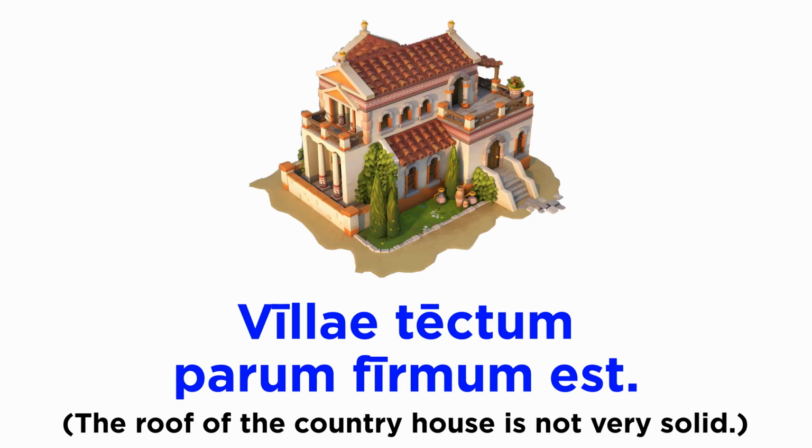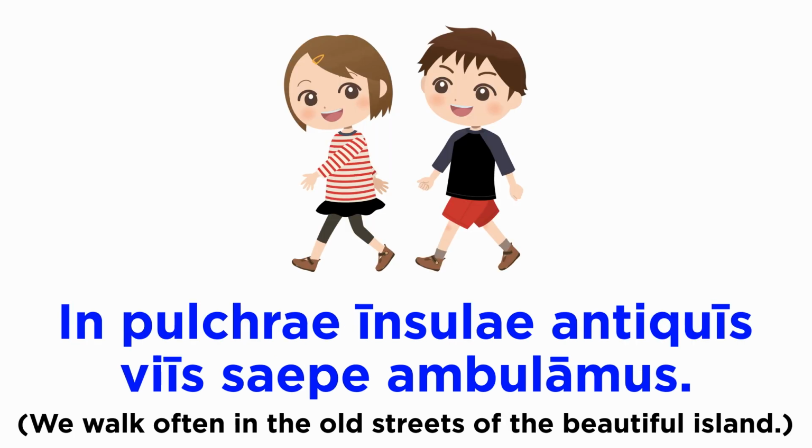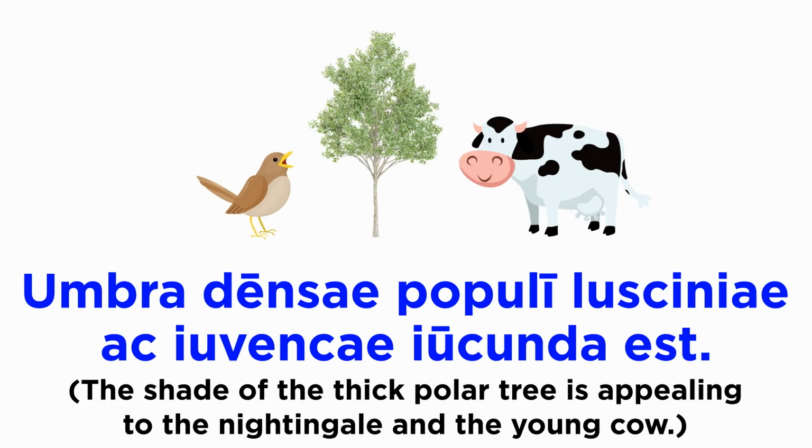Villae tectum parum firmum est. Bonis incolis fortunam vita dat. In pulcrae insulae antiquis viis saepe ambulamus. Umbra densae populi, Lusciniae ac Iuencae, iucunda est.